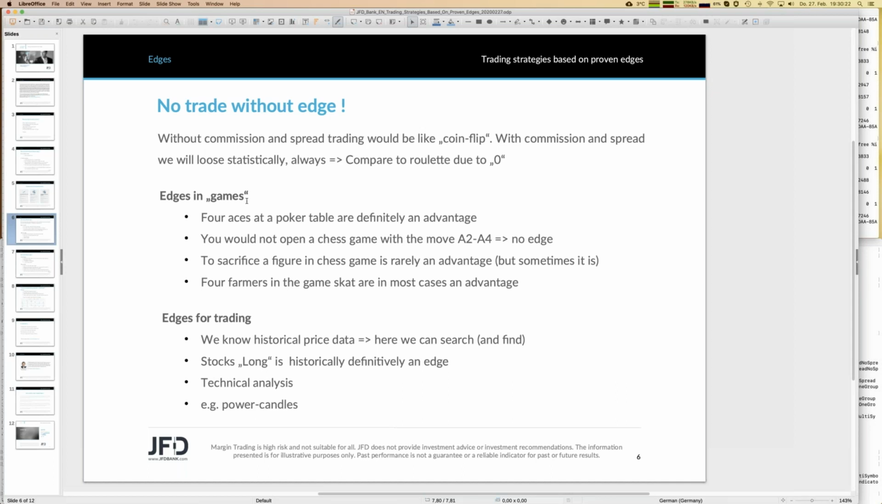Or just another game, and at least it's quite popular in Germany, which is called Skat. If you do have 4 farmers in your hand, then in most cases, that's definitely a big advantage. In most cases. Once again, no guarantee. So looking at those games is a story of edges as well.